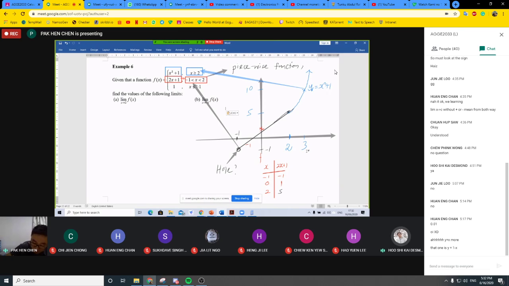Because when x equals -1, what should we refer to? We should refer to the third function, isn't it? The third function will be this one. The third function is what? It's a constant function. Y is always equal to 1, isn't it? Therefore, here we only have -1 and 1. Can you see it?